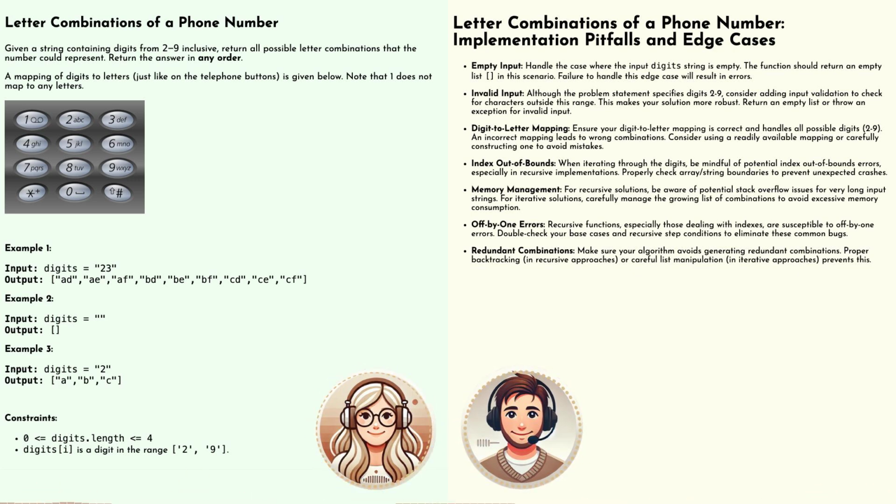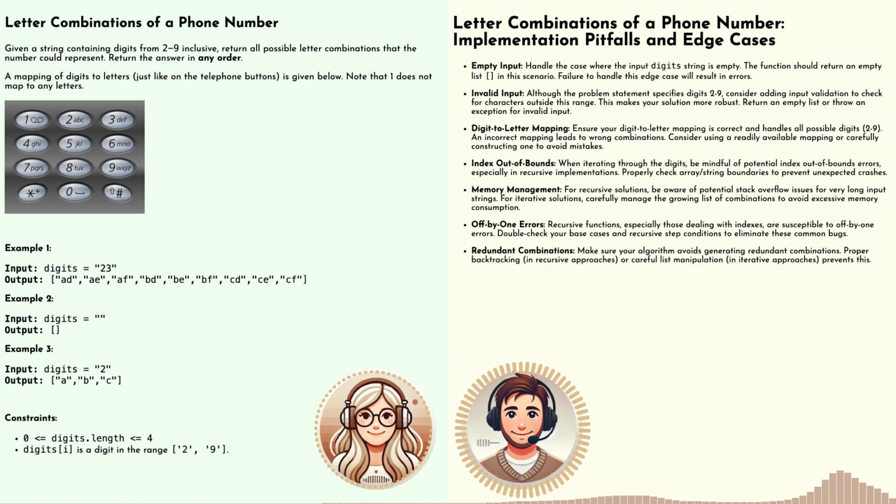One common mistake is forgetting to backtrack properly after exploring a particular path. It's like getting so focused on one route in the maze that you forget to turn back and explore other options. Right, and I imagine that could lead to missing some valid combinations. Exactly. If you don't correctly backtrack by removing the last added letter after exploring its combinations, you'll end up with incorrect or incomplete results. Okay, so backtracking needs careful attention to detail.